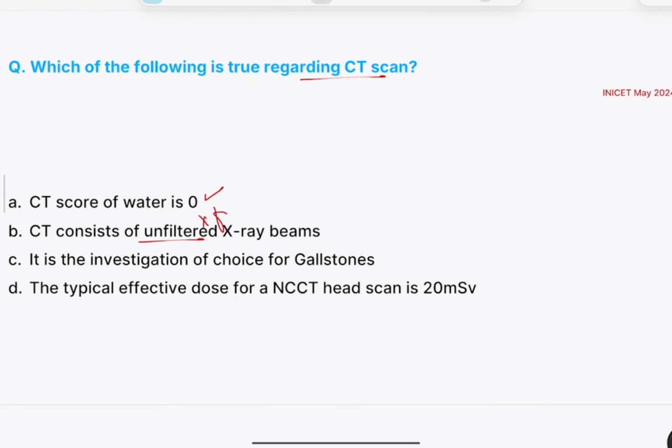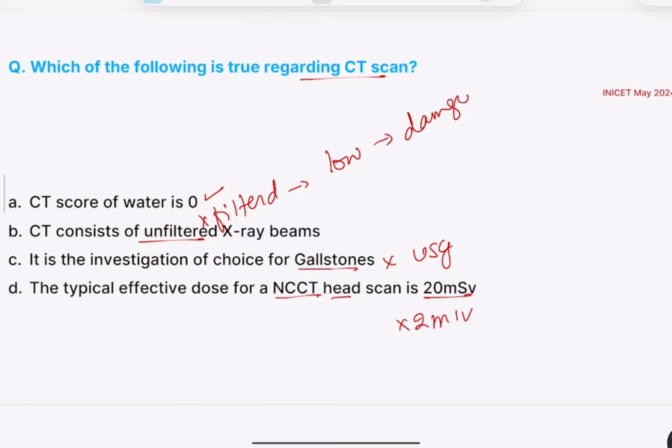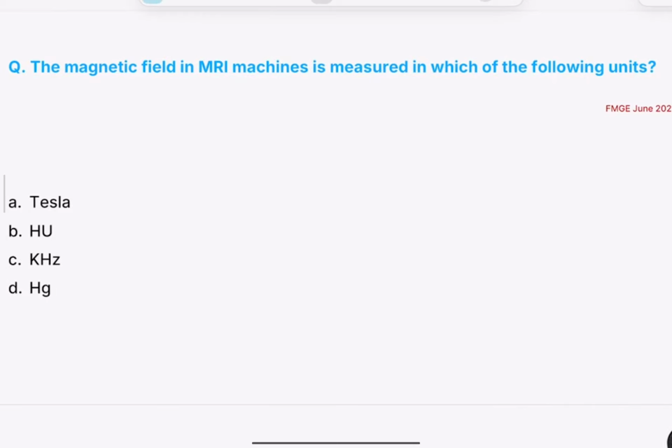Unfiltered X-ray beams, no, they are filtered. The X-ray beams are filtered to remove the low energy X-rays which cause damage to the body. It is the investigation of choice for gallstones, no, it is USG. NCCT head 20 millisieverts, no, it is 2 millisieverts. So the correct answer is CT score of water is 0. Bone plus 1000, air minus 1000.